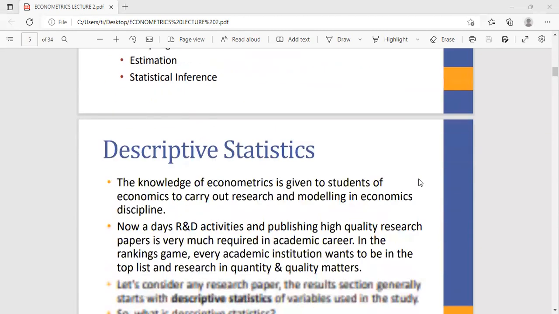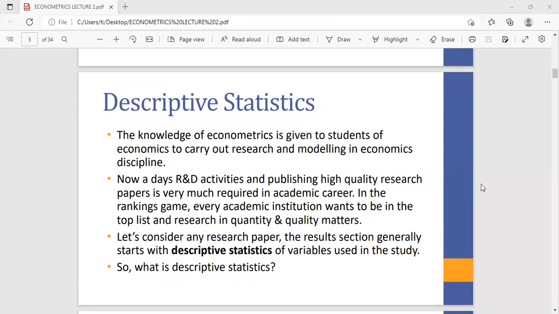Now let us take what descriptive statistics is first. The knowledge of econometrics is given to students of economics to carry out research and modeling in the economics discipline. Nowadays, R&D activities and publishing high quality research papers are very much required in an academic career. In the ranking game, every academic institution wants to be in the top list, and research in quantity and quality matters.